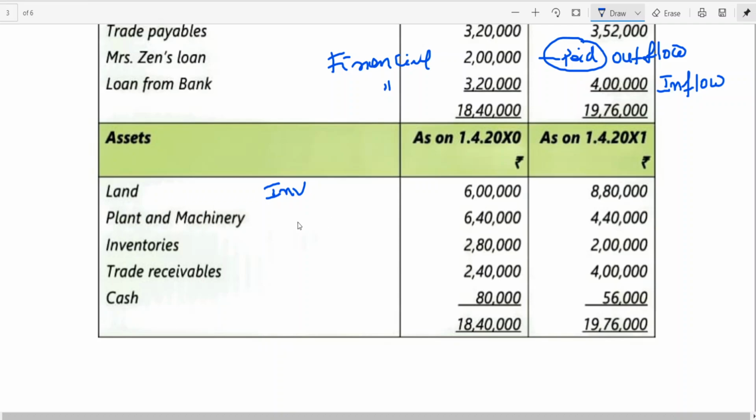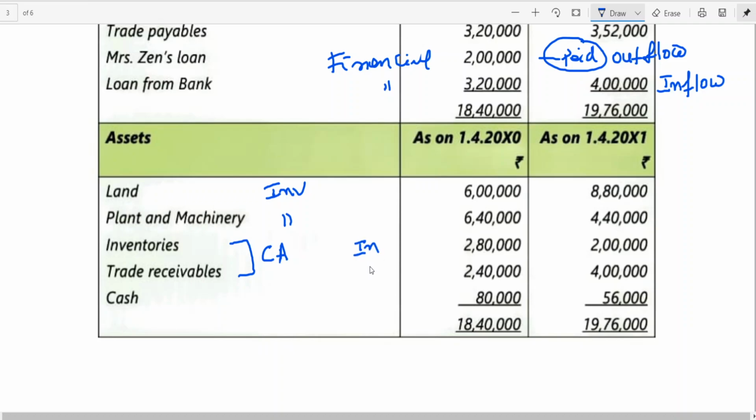Plant and machinery, I think we need to see. Generally for plant and machinery we will be having an adjustment, so let us see, but it is investing activities. Inventory, trade receivable. If it is indirect method, these are called current assets. Current asset inventory has decreased. When your inventory increases, cash outflow. Inventory decreases, cash inflow. This is inflow.